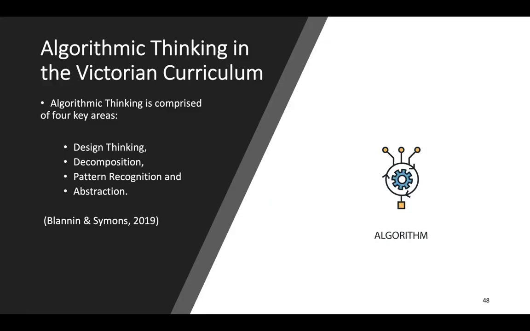There are 4 facets to algorithmic thinking, and they are design thinking, so thinking through the different design decisions of a series of code that is going to be produced. Decomposition, so breaking down a problem into component parts. Pattern recognition, so trying to identify patterns within code that could be helpful. And then also abstraction, so taking a real world concept and breaking it into some text-based or block-based code.